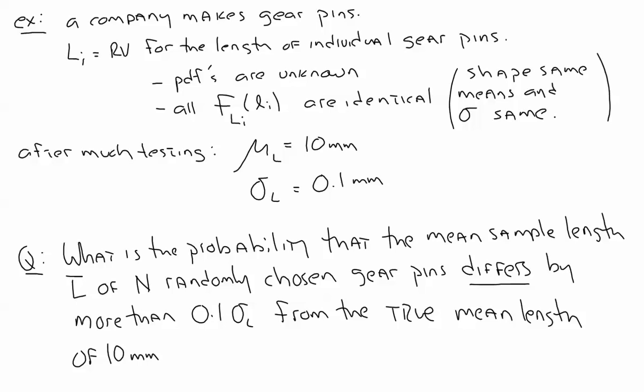And the way this is written, we use the word differs. So the question is, what is the probability that for a collection of n randomly chosen gear pins, I measure their length and come up with a sample mean, L bar? What's the probability that the sample length, L bar, of n randomly chosen gear pins is either greater than the mean length by at least 0.1 standard deviations or shorter than the mean length by at least 0.1 standard deviations? That's the question we're trying to answer. All right.